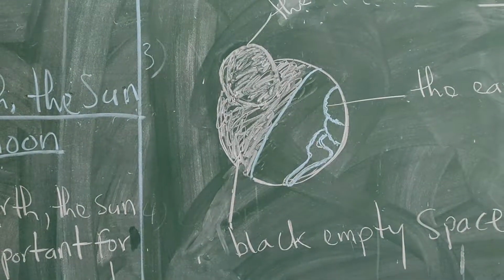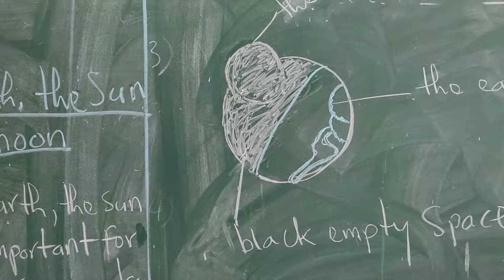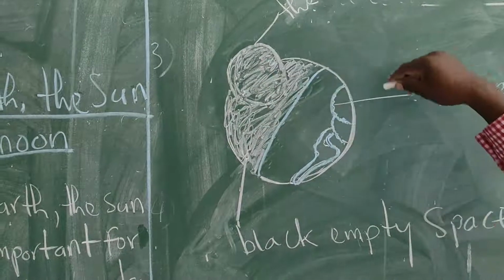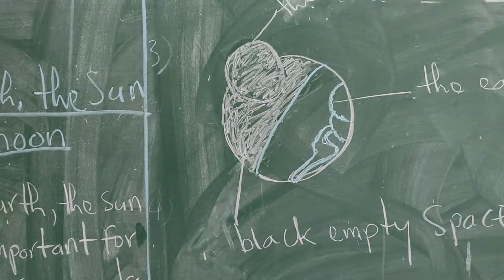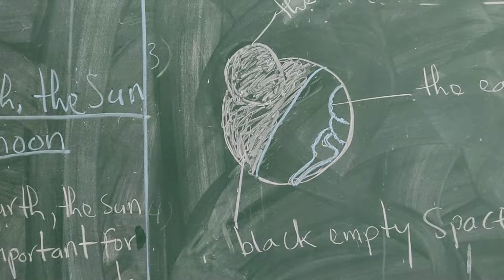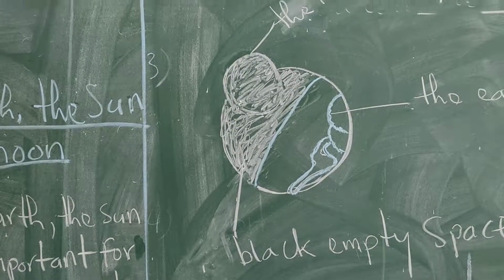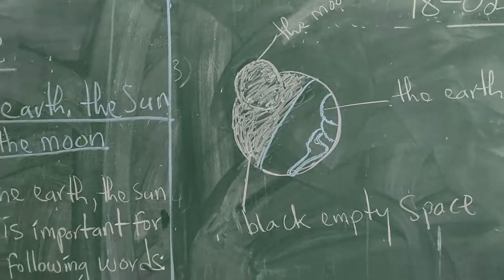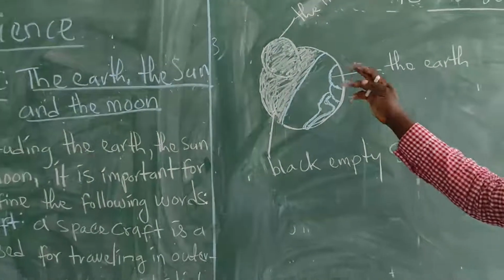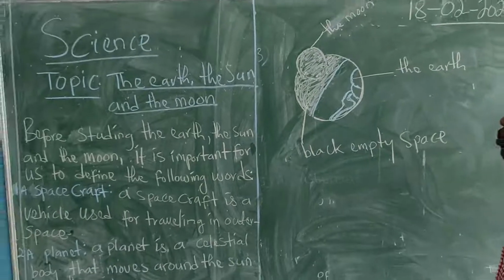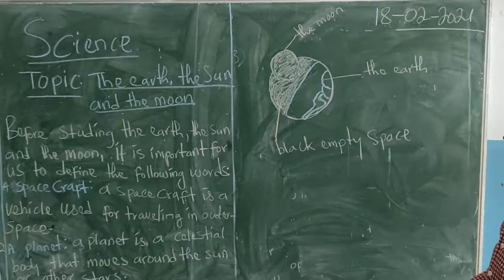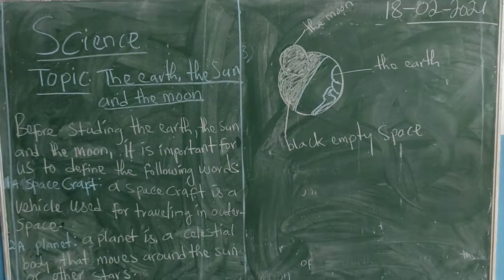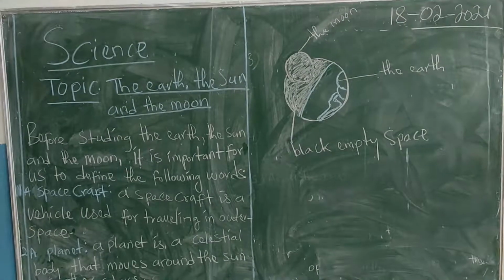And further explanations from his picture show that the Moon moves round the Earth while the Earth moves round the Sun. And from his picture, he also explained that the Sun gives light to the Moon and to the Earth on different paths.